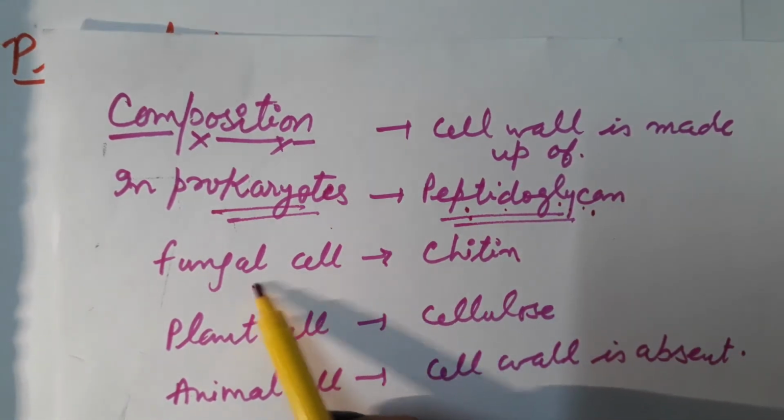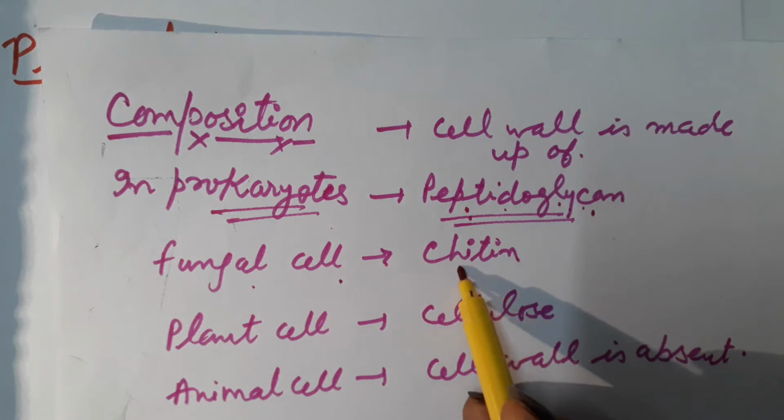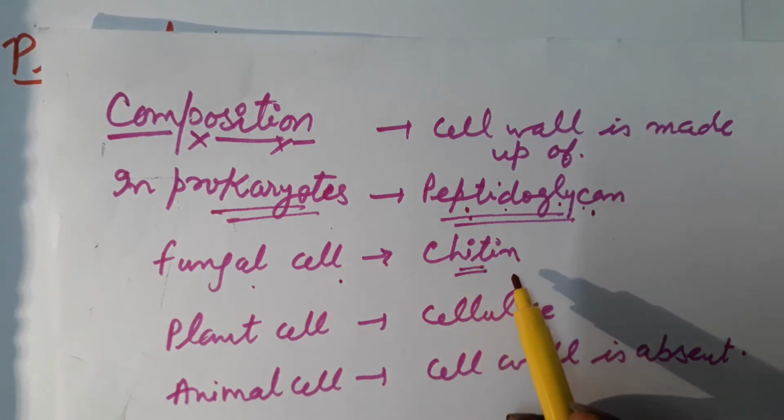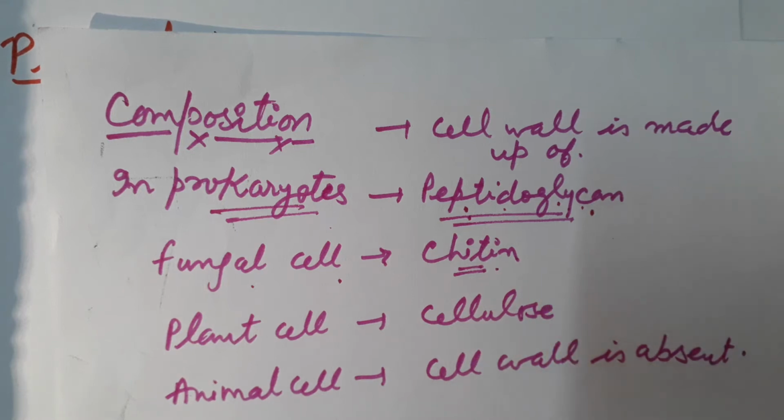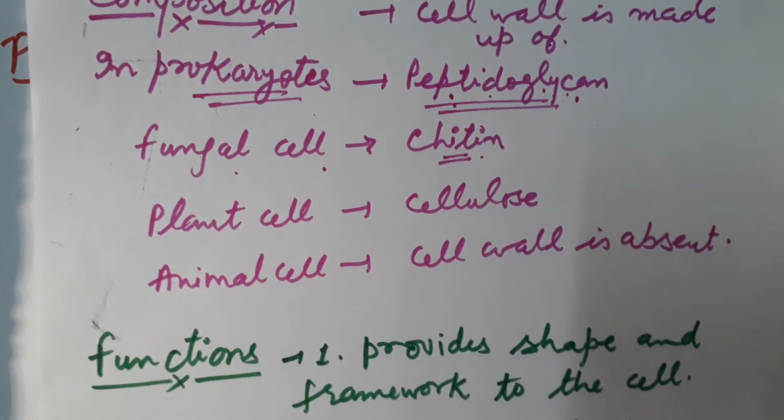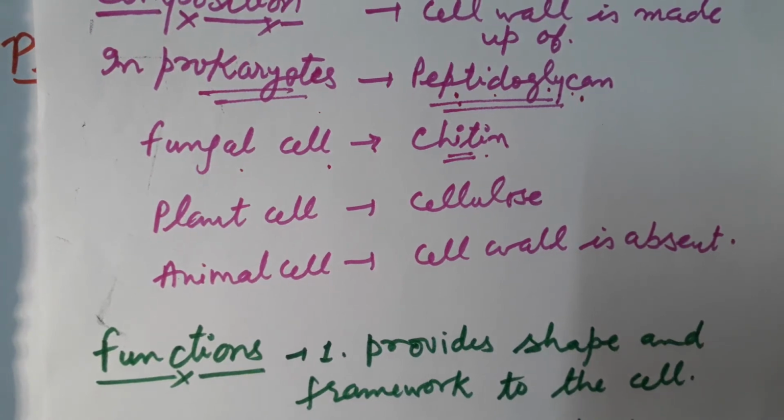इन केस ऑफ फंगल सेल, सेल वॉल इज मेड अप ऑफ काइटिन. द अदर नेम गिवन टू काइटिन इज द फंगस सेलुलोज. इन केस ऑफ प्लांट सेल, सेल वॉल इज मेड अप ऑफ सेलुलोज. Cellulose is a kind of polysaccharide. In case of animal cell, cell wall is absent. Cell wall is not there.